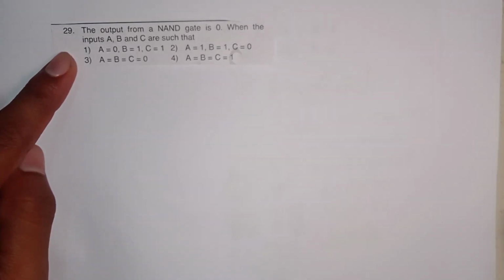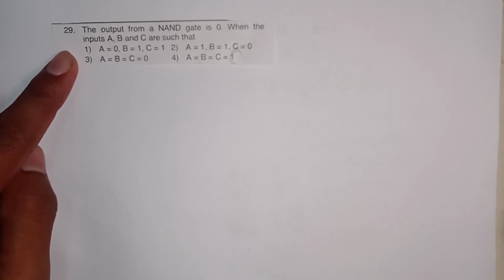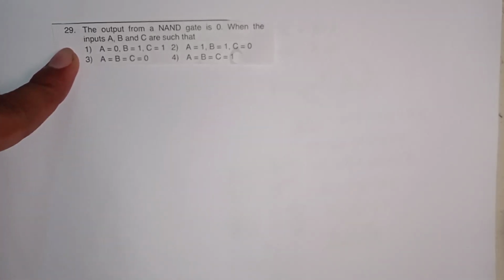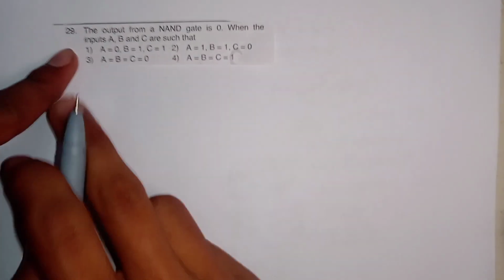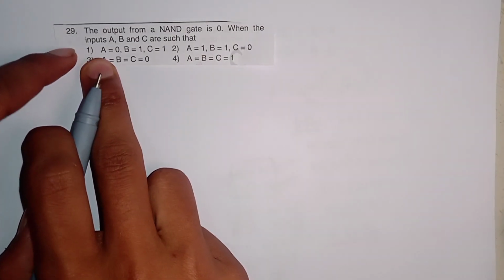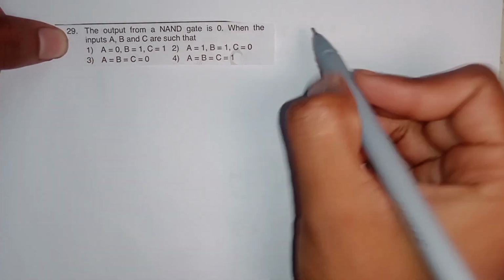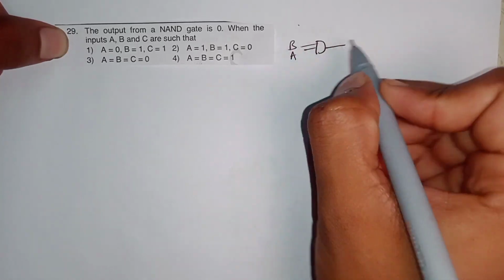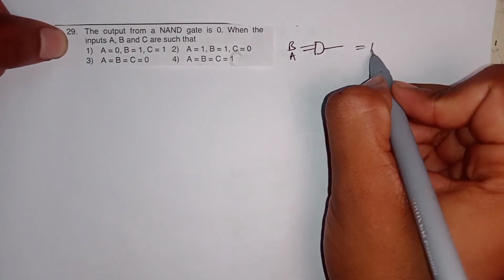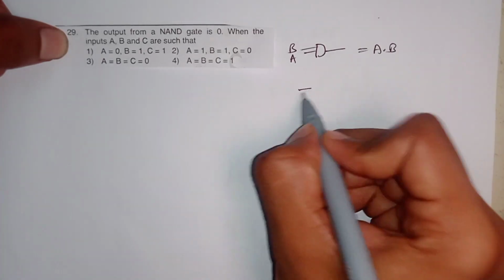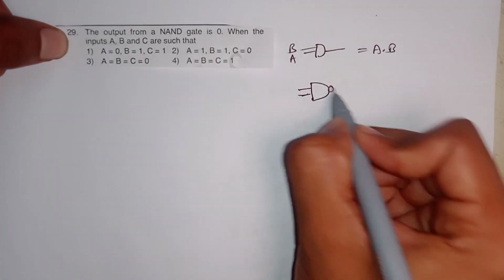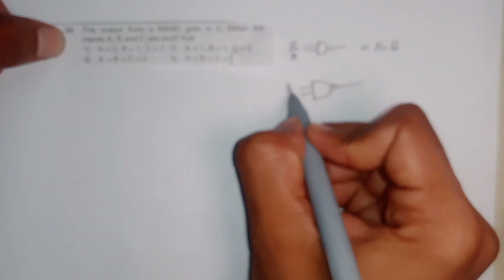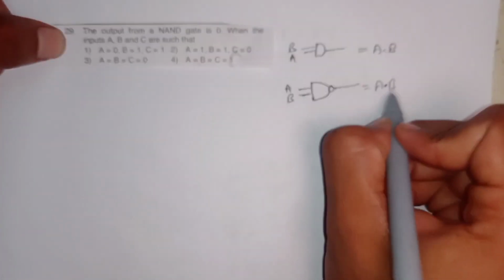Next, we will be moving on to the 29th question. The output from a NAND gate is 0. You know when the NAND gate output will be 0 for the inputs A, B, C. Just see what the AND gate is. If you put A, B, the output will be A dot B. The NAND gate will be the inverse of the AND gate, that is, if you put A and B, then we will be getting (A dot B) inverse.